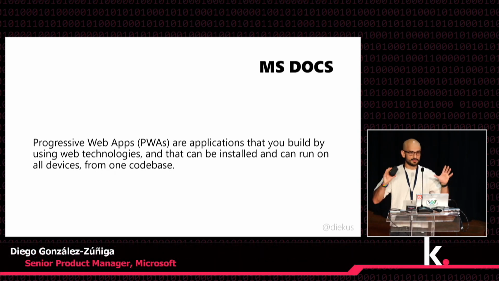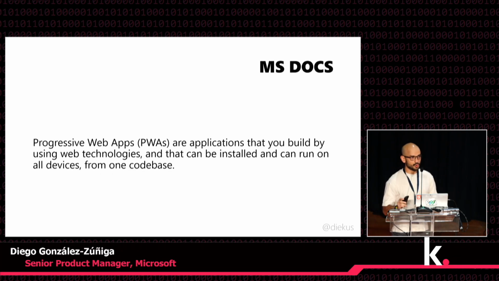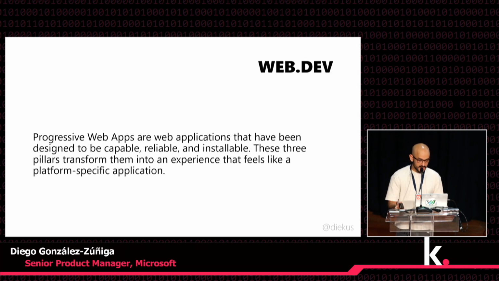So it's kind of this promise that we've always dreamed of having: multiple platforms, called native, desktop, mobile or not mobile, being able to run with exactly the same code. Another way of seeing it is that these are applications that have been designed to be capable, reliable, and installable. These three pillars transform them into an experience that feels like a platform-specific application.